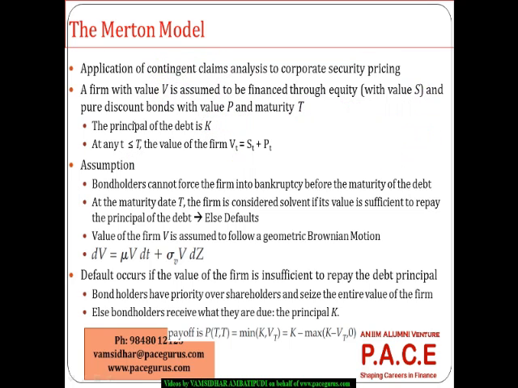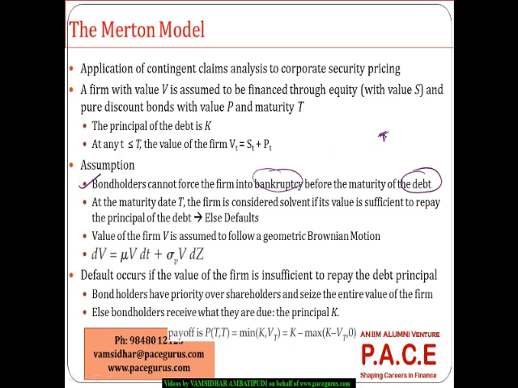Now a few more assumptions have been brought out by this model. See, in general, if I sense that this company is not going to perform well, I can start forcing the firm into bankruptcy. But what the Merton model is saying is the bondholders will not force it into bankruptcy before the maturity of the debt. So if at all they have to force this firm into bankruptcy, it has to happen at time T itself, not before that. Right? That's one assumption the model is bringing out.